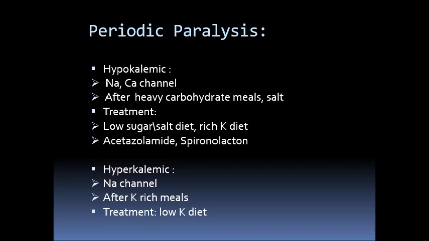So the treatment is the reverse of those. You will have a diet that is similar to a diabetic hypertensive diet, which is low sugar and low salt diet, but rich in potassium. And sometimes, if it is very severe and the attacks come frequently, then we might use acetazolamide or spironolactone as a prophylactic measure. So this is pretty much for periodic paralysis. Many times periodic paralysis can be thought of as hysterical. You see them in young patients, and so you think they are hysterical, but they are actually not hysterical.